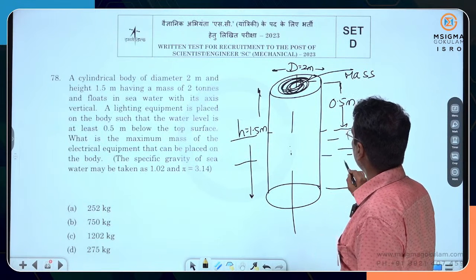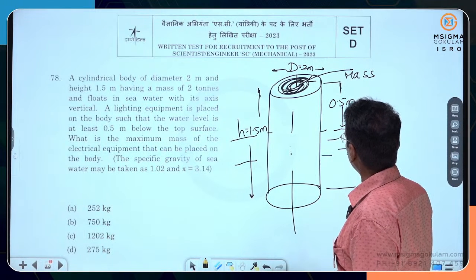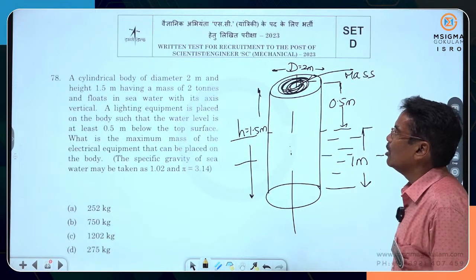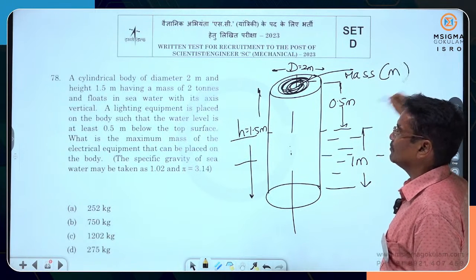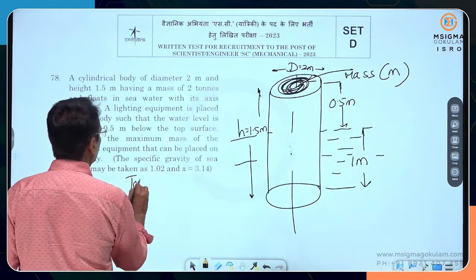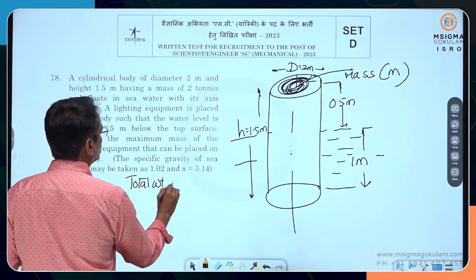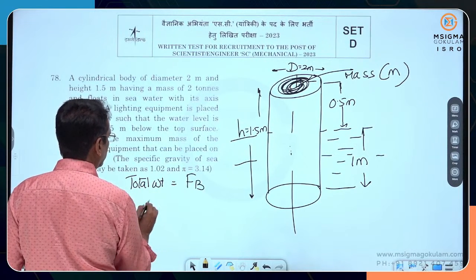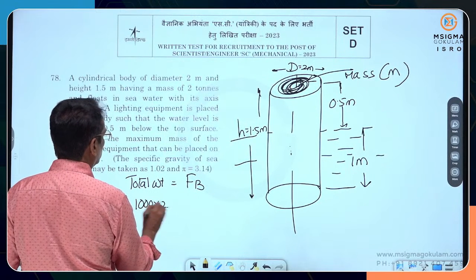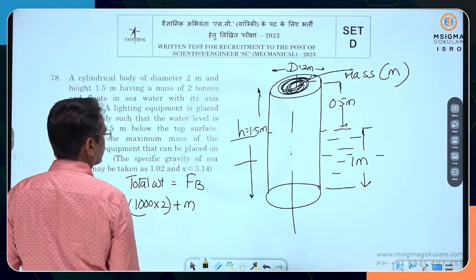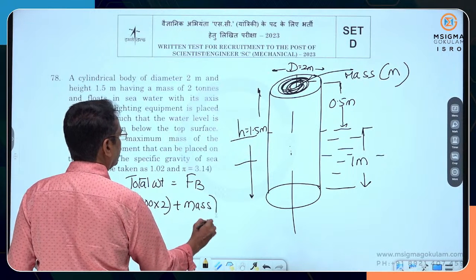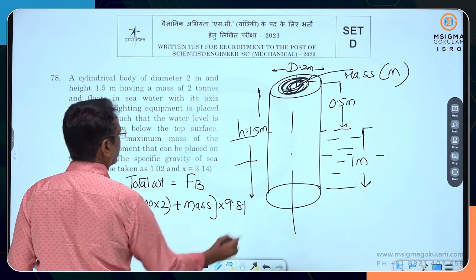That means the remaining body is immersed here. 1 meter is inside the water. This is 1 plus 0.5, 1.5. What is the maximum mass M that can be placed? Very simple thing. Total weight should be equal to the force of buoyancy. What is the total weight? (2000 plus mass) into 9.81, right?